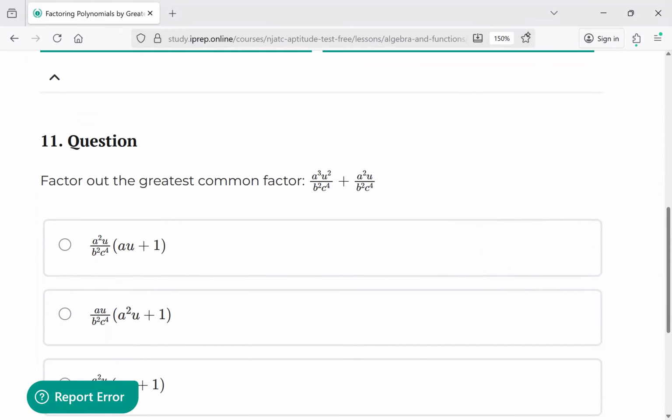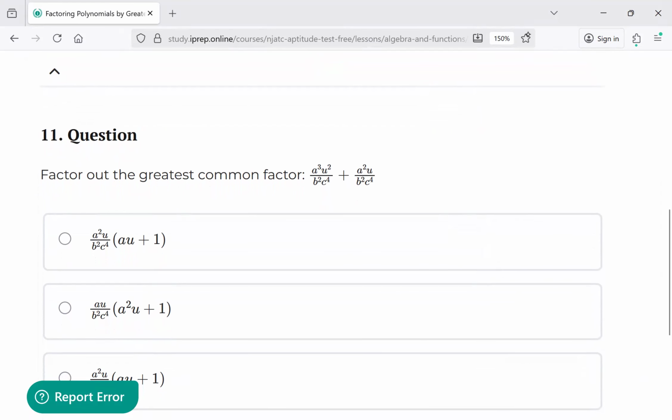Okay, so factor out the greatest common factor. We have a cubed u squared over b squared c to the fourth plus a squared u over b squared c to the fourth. Okay, so I looked at the bottom. There's two terms. This is one term, this is the second term. If you look at the denominator, we have b squared c to the fourth, b squared c to the fourth. That's good. That means they're both the same, so you could take out a b squared c to the fourth, right? What about the numerator? We have an a cubed and then we have an a squared.